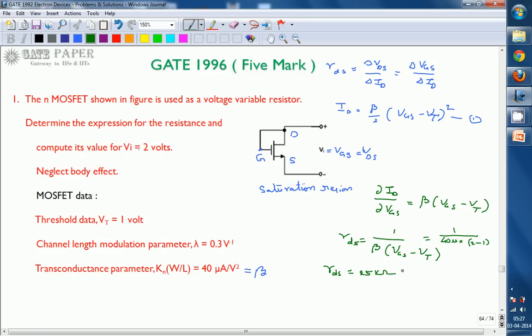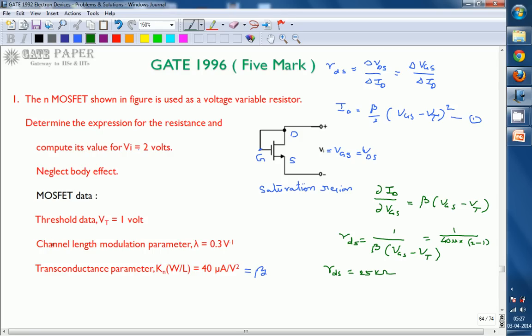Whereas the specific value, whenever VI is equal to 2 volts, VI is nothing but VGS, that is given as 2 volts. So 40 microamperes per volt square is the beta value, and VGS minus VT is 2 minus 1. If you calculate, the RDS value is 25 kilo ohms.